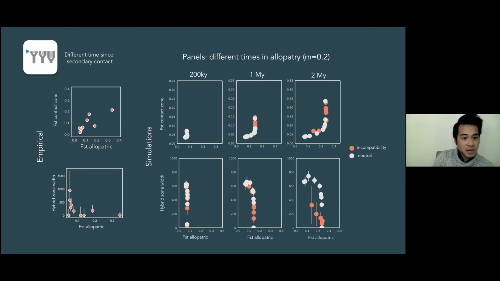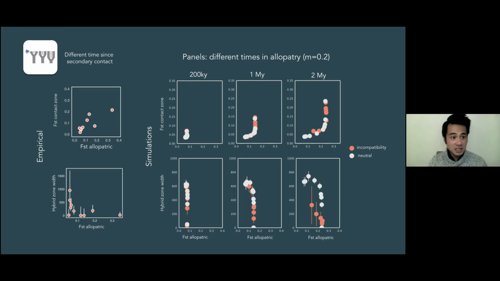So what you want to do is compare the empirical panels on the left with the simulations on the right to see how similar they would be. Each of these dots is a pairwise comparison, and they're whole genome comparisons of our populations. So it really reflects what I was showing you in all the previous plots. The red ones are scenarios where there are some loci that have incompatibilities, though this of course includes all of the neutral loci as well. We don't know exactly which loci are incompatible or not, but we know that they have incompatibilities in there. And the ones that are gray are completely neutral. There are no incompatibilities in them at all.